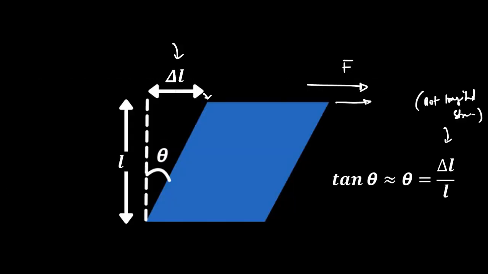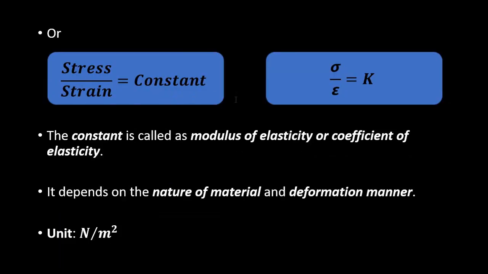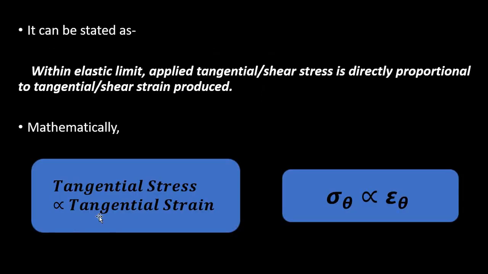Hooke's law, which is basically the stress and strain relationship. Here, the modulus of rigidity establishes a relationship between tangential stress and tangential strain. Within the elastic limit, the tangential or shearing stress is directly proportional to the tangential or shear strain. Whenever you hear shearing strain, it means the same as tangential. Tangential and shear are the same. So tangential or shear stress is directly proportional to tangential or shear strain.